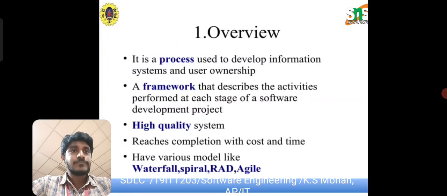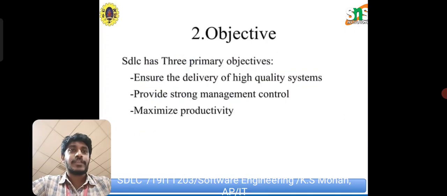In the overview of this lecture, this topic is a process used to develop an information system. At the end of the software development process, we have to produce a high quality system. There are various models in the SDLC life cycle: waterfall, spiral, rapid, and agile. SDLC has three primary objectives: ensure the delivery of high quality systems, provide strong management control, and maximize productivity.